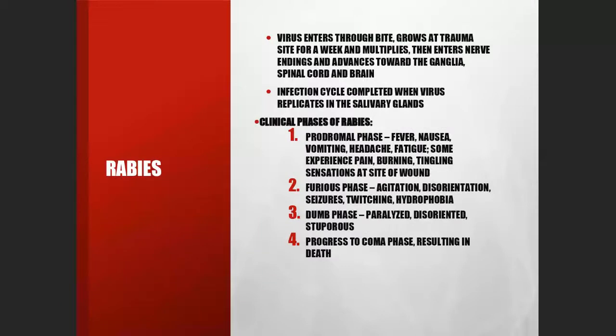If a human gets the virus, for example by being bitten by wild animals, there will be four stages of that disease. The first stage is called the prodromal phase, starting with fever, nausea, vomiting, and headache. The second stage is the furious phase, which starts with agitation and disorientation, and the patient will be afraid of water, hydrophobia. After that comes the dumb phase, where the patient may be paralyzed for a while and disoriented, and if not treated, it causes death. So these are the four stages of rabies.